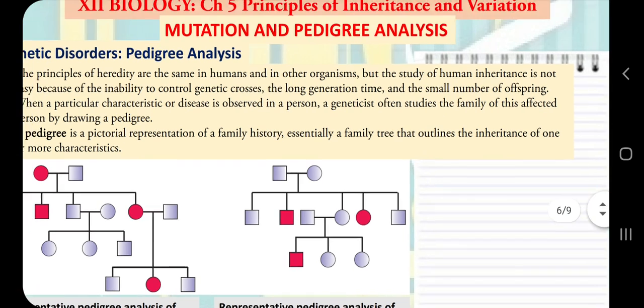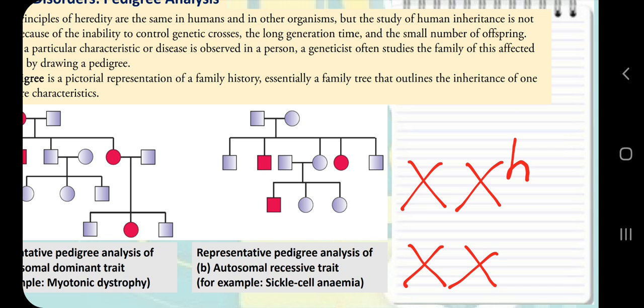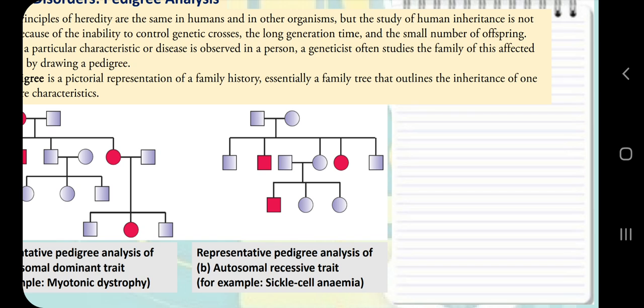Now this female will be heterozygous and this female will be homozygous for normal. So there may be three possibilities: homozygous for hemophilia, heterozygous, and homozygous for normal. Because hemophilia is a recessive character, you can see that only in the homozygous condition can a female have hemophilia.